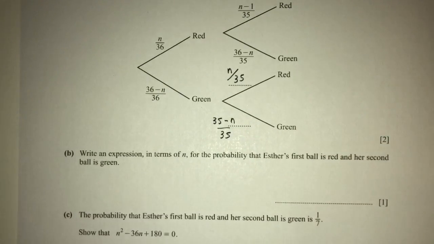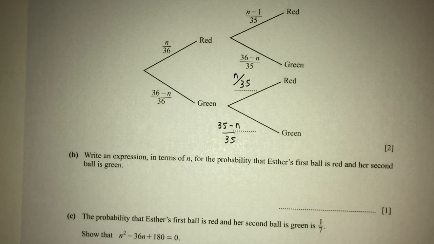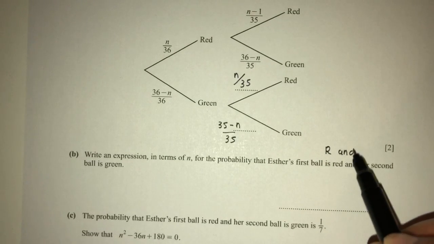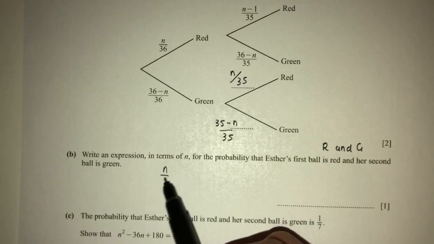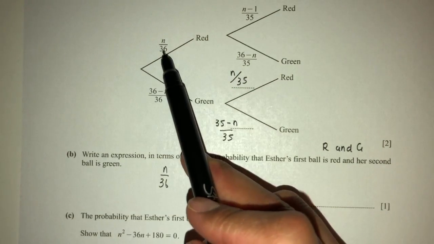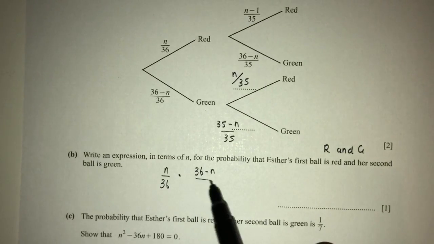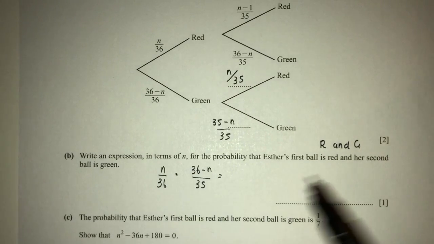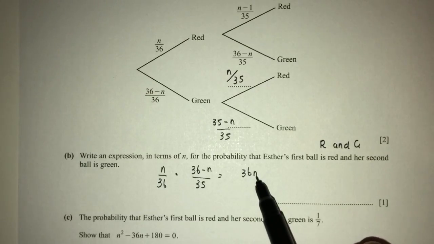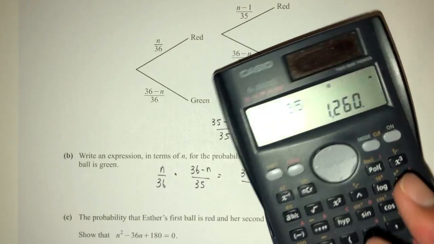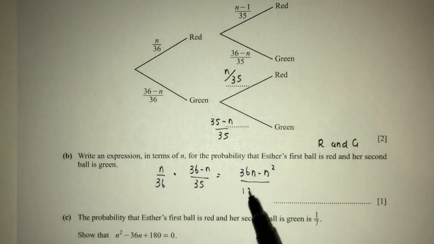Now part B, write the expression in terms of n for the chance that Esther's first ball is red and her second ball is green. So red and green. Red is n over 36, right? And green will be this one, times 36 minus n over 35. So let's simplify. You will have 36n minus n squared over 1260. That will be your answer for part B.